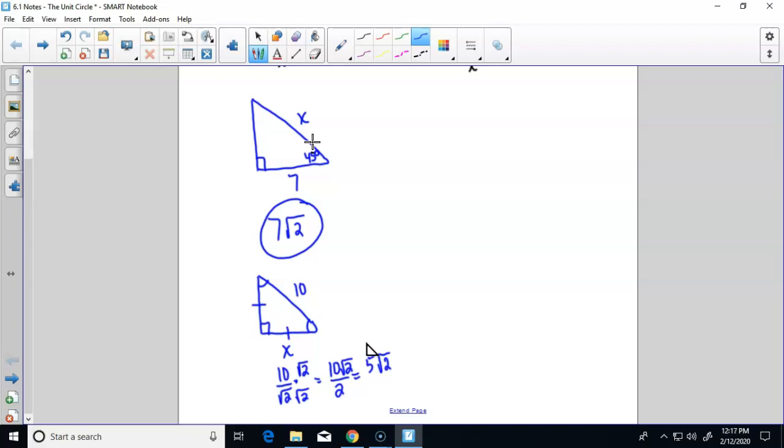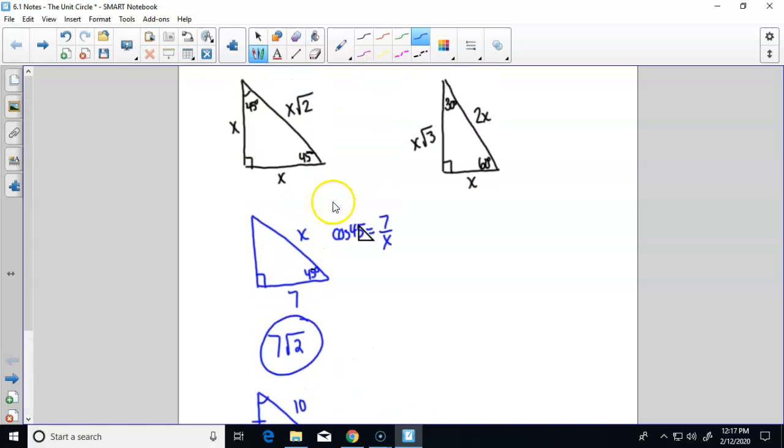You can also just set up regular trig. For this one, you could say cosine of 45 equals 7 over x, and you could solve that with trig. That way is going to require a calculator, and it's going to take a little bit longer, but you can do it that way also. But this is a shortcut. It can help you on the ACT. It's also going to help us on what we're going to do today.